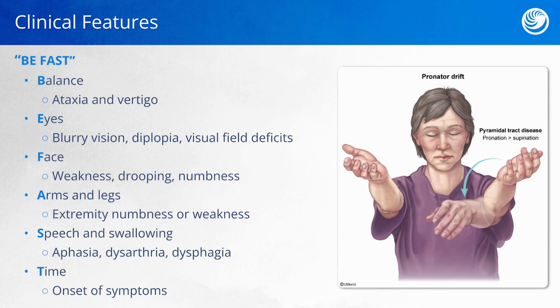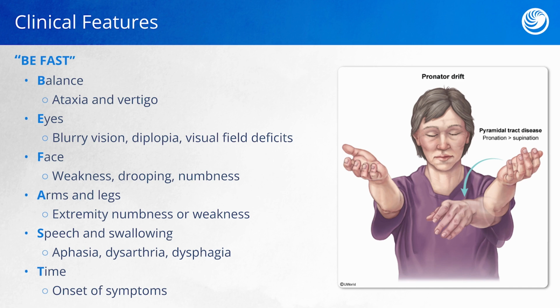Let's talk about the clinical features of an ischemic stroke. Your best bet is to remember the mnemonic BE FAST. B is for balance. Your patient can have ataxia, meaning an unsteady gait, or vertigo, so they're going to be dizzy, making them a fall risk. For eyes, we're thinking blurry vision, diplopia, or double vision, or they might have visual field deficits that we'll talk about in another slide. Their face is going to be weak, drooping, and they may experience numbness, usually on one side. For their arms and legs, they're also going to have extremity numbness or weakness.